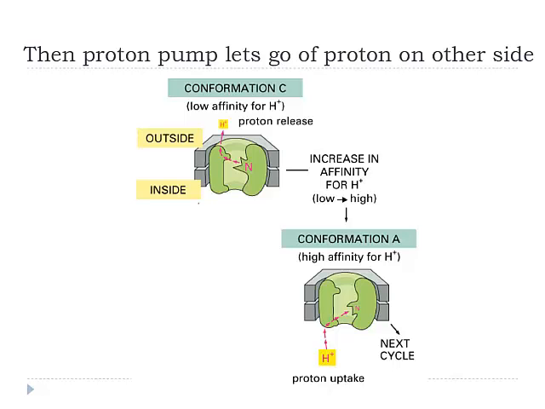So the conformation wants to return from its low affinity to its high affinity conformation. And then it just cycles through again through these three conformations. The A, where it's very high affinity for protons, and then the B, where it changes shape, and C, where it opens and becomes a low affinity for the proton, and so the release of the proton is favorable.